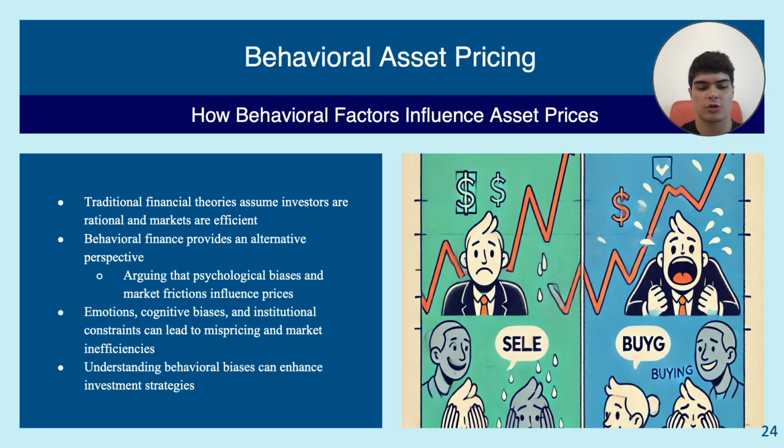My name is Christopher Luca Di Filippi, and I'm here to talk to you about behavioral asset pricing. More importantly, how behavioral factors influence the pricing of these assets. To get straight into it, traditional financial theories assume that investors are rational and the markets are truly efficient. But in reality, psychology plays a huge role in market movements. Behavioral finance gives us a different perspective, showing us how emotions, biases, and institutional constraints lead to market inefficiencies. We'll next break this down into three key factors: investor sentiment, limits to arbitrage, and bubbles and crashes. Understanding these key elements can help us make sense of why markets don't always behave the way we expect them to.